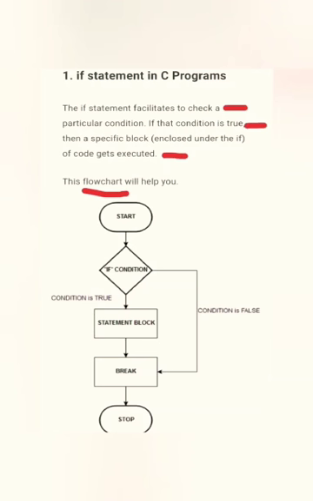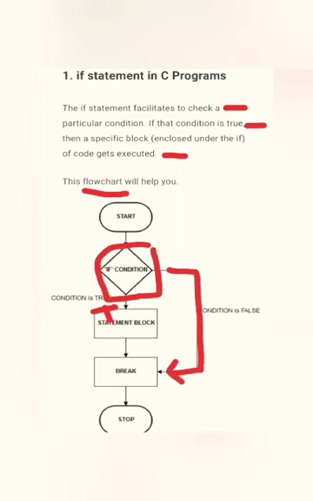Here we are going to check a condition. If this condition is true, this true block will be executed. If the condition is false, the control will get terminated, that is, it will come out from the if statement. Okay?